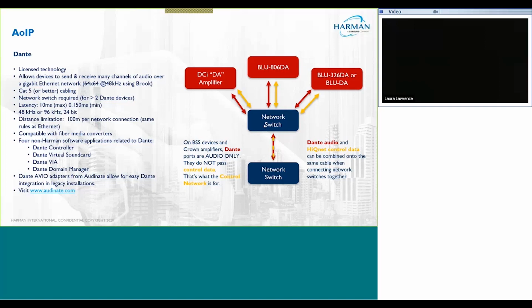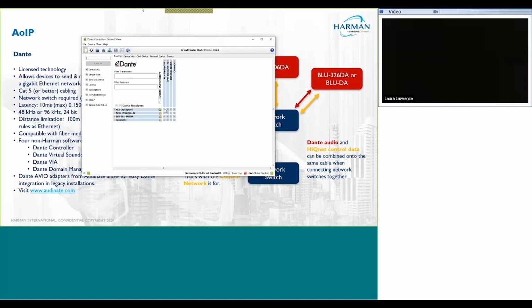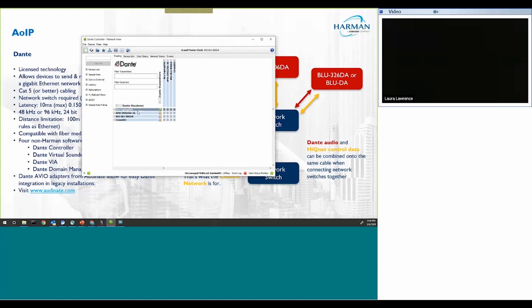Keep in mind, this is just 64 channels per piece of HARMAN hardware, whether that's Soundcraft or Studer or BSS or Crown. 64 channels is the maximum. Other devices have different channel counts. But that doesn't mean that I can't still route 512 channels by 512 channels over here in Dante Controller. It's just at 64 channels per piece of HARMAN hardware.